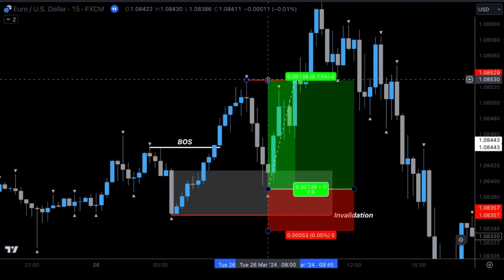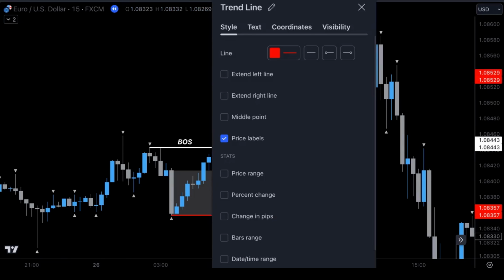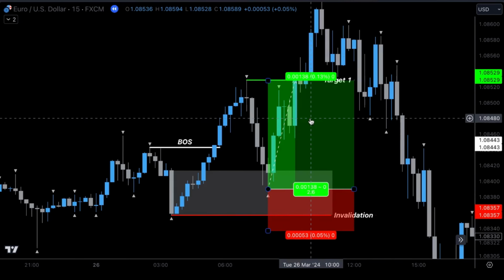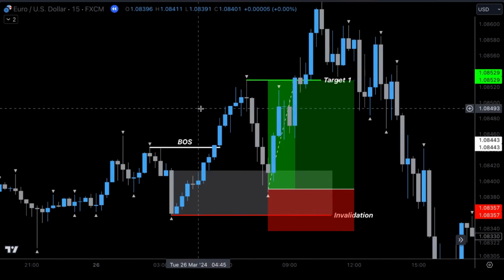So our take profit is going to be up at this high here. So let's mark that on here. Take profit, target 1 here. And this is where pretty much all of the profit is going to be coming off the table, about a 1 to 2.6 risk to reward. So that is a long example.